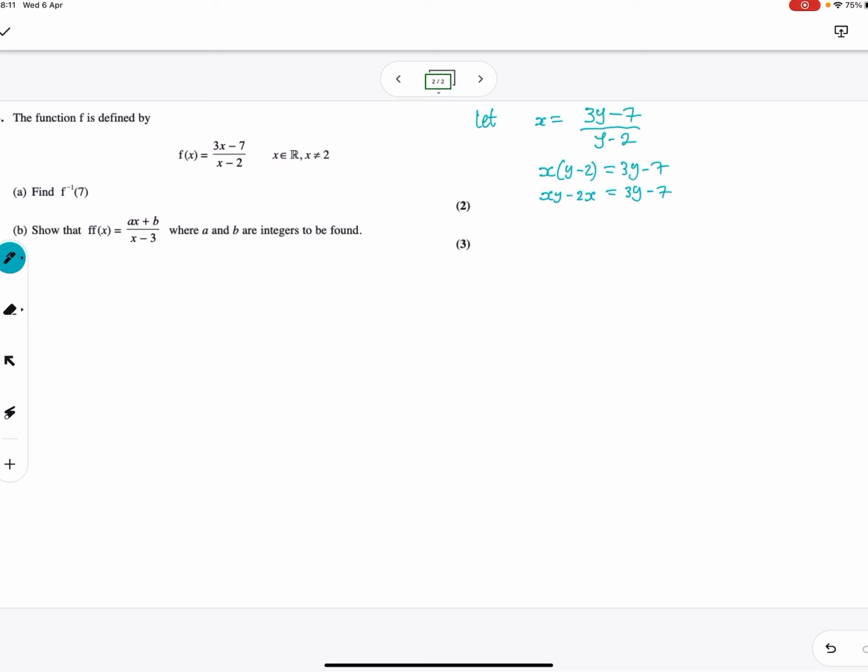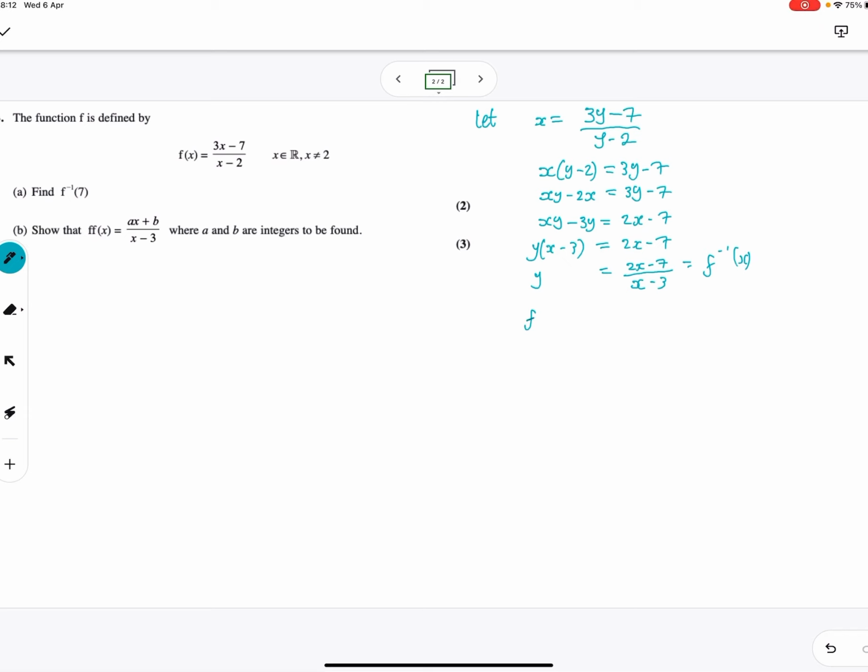Then I'm going to subtract 3y from both sides and add 2x to both sides. So I have xy minus 3y is equal to 2x minus 7. I've gotten everything with y's on one side and everything without y's on the other side. I can now factorize the y, giving me y times x minus 3 equals 2x minus 7. Dividing by x minus 3, I get y equals 2x minus 7 over x minus 3. So that's my inverse function.